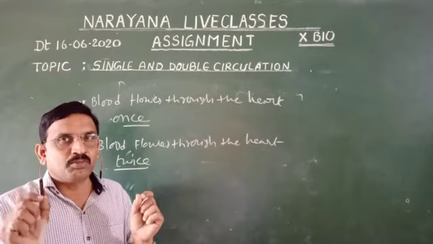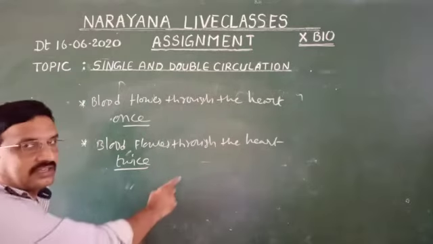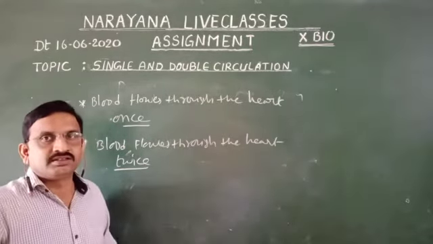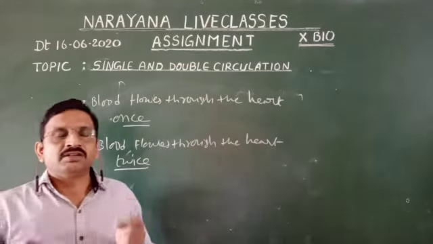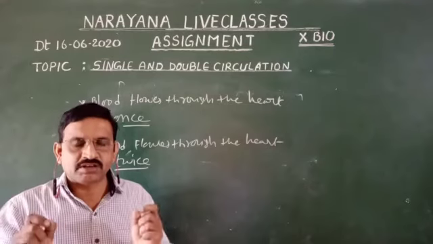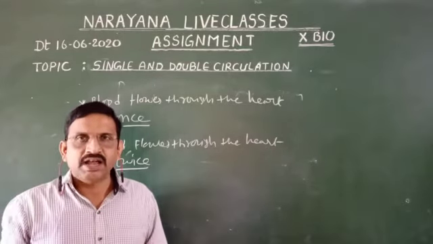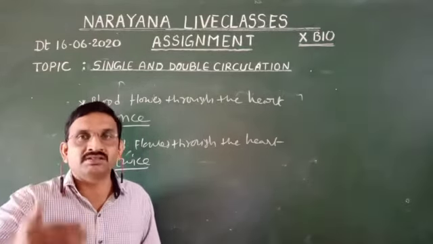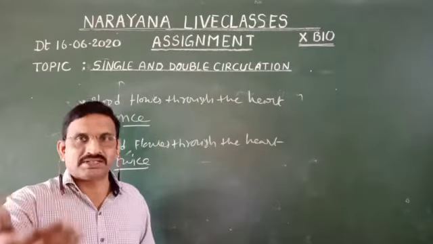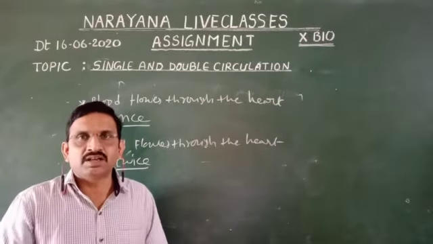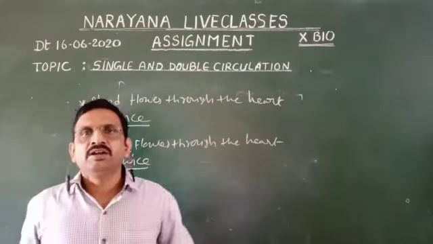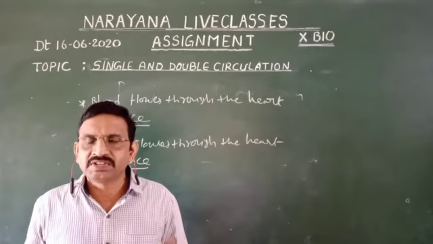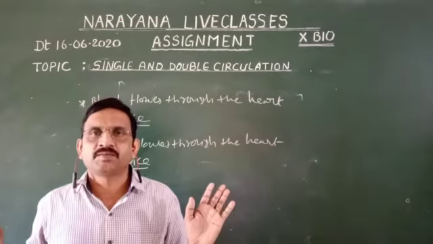Sent to body parts through the heart. That is the double circulatory system. An example of single circuit circulation is fishes, and of double circulation are amphibians, reptiles, aves and mammals. Is it clear now? This is about the difference between single and double circulations.